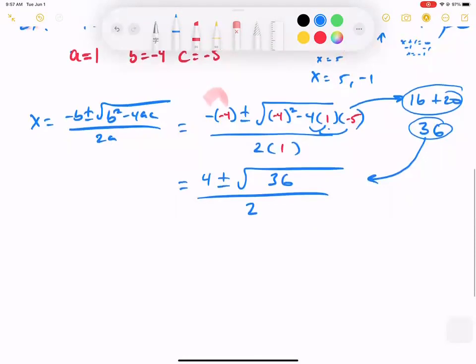All right. Now, do you know what the square root of 36 is? Probably, right? The square root of 36 is 6, so we have x equals 4 plus or minus 6, all over 2. Now we have two versions of it: 4 plus 6 over 2 and 4 minus 6 over 2.